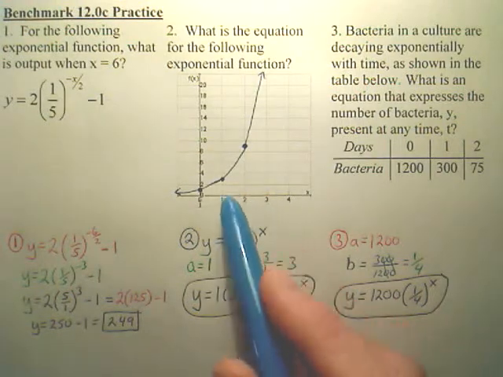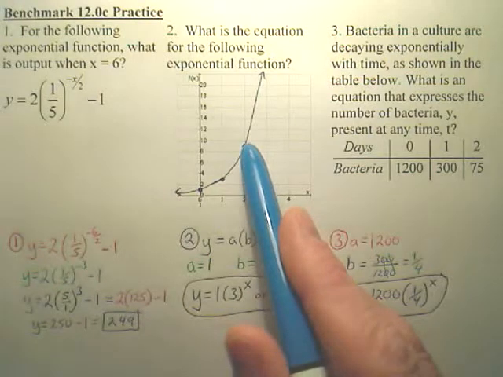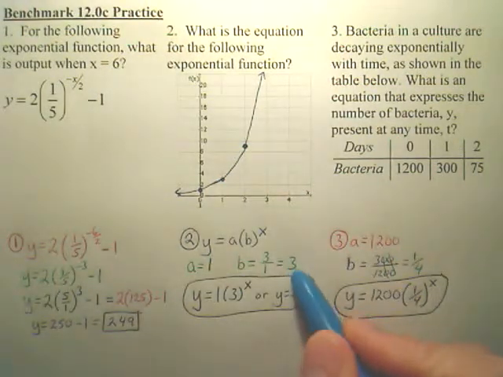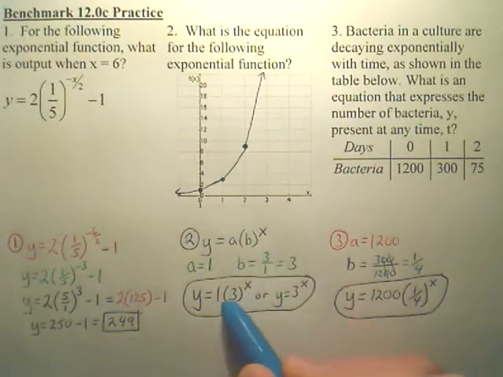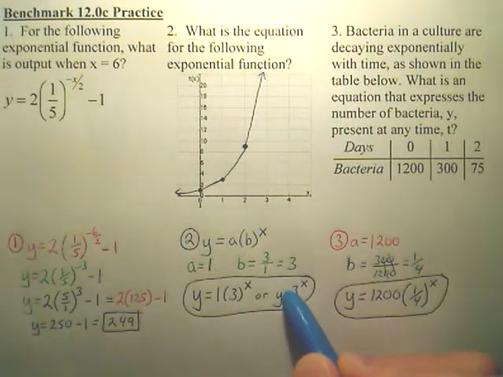The way I do it mathematically is I simply take this number, 3, divide by this number, 1. Or I take this number, 9, divide by this number, 3. And I'll get my growth factor of 3. And then you simply plug it in. A is 1, B is 3. There's your equation. Now you don't need the 1, so you could also write it just like this.